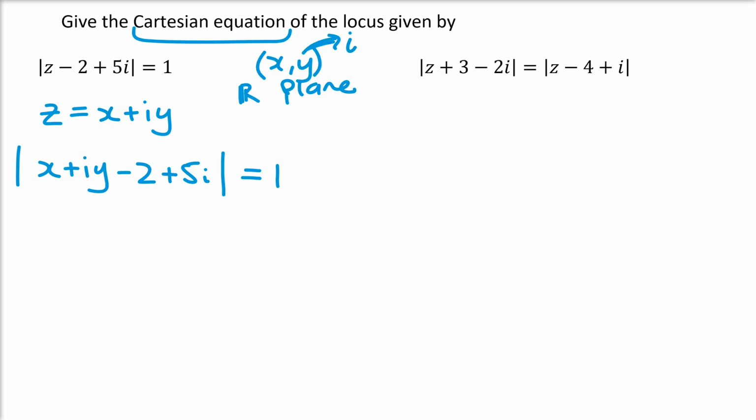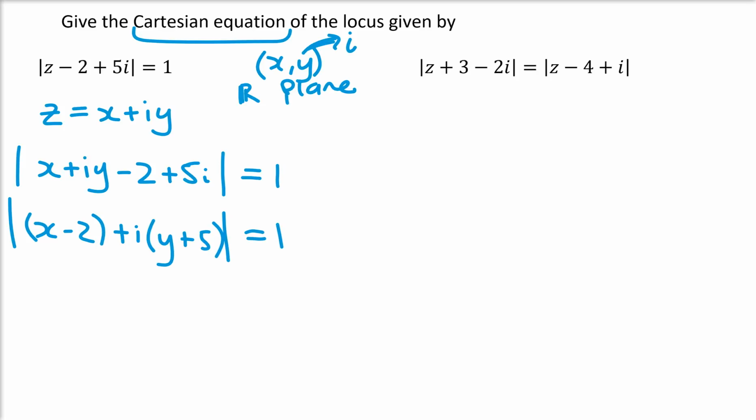Happy with that? What I'm going to do now is factorize, for lack of a term. I'm going to put the real parts together and the imaginary parts together. So the real parts I'm going to put in brackets, that's why I'm calling it factorizing. Here's my real component. And my imaginary component is going to be plus i, y plus 5. That is factorizing, taking the common factor of i out. So my modulus of that is equal to 1.